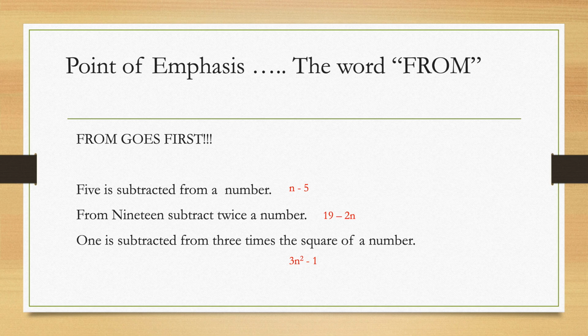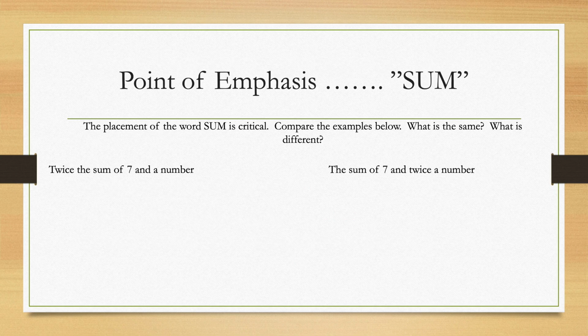Okay. The next point of emphasis is the word sum. Let's have you try these 2 questions. Of course, you're doing stop and start, so you can just pause the video. Okay. So the first one says twice the sum of 7 and a number, twice the sum. So first you have to find the sum, which is n plus 7, and then multiply it by 2. That's why I put the n plus 7 in the grouping symbols. You know there's a sense of first here too, because of course parentheses go first.